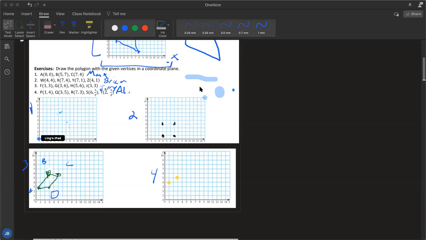All right, let me see where's the other dot. Wait, let me first try to connect. No, actually, let me try to draw it. Brian, yours looks really good. 4, 4, we have W. 7, 4, we have X, right? Y and Z. Just don't forget, we got to connect them. So you got a nice square. Awesome.